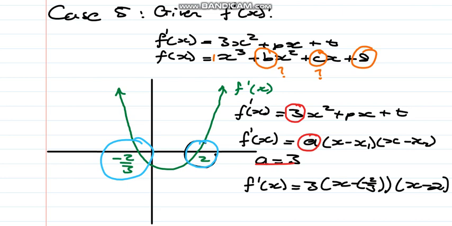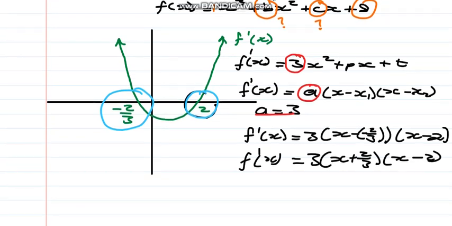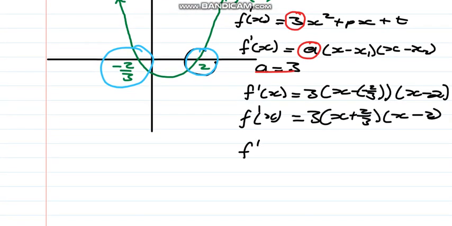Now we have found this equation: 3 times (x plus 2 over 3) times (x minus 2). Look at that very closely and check if you are happy with that. Now, we can simplify this a bit further. You can multiply the 3 into the first bracket. You would have (3x plus 2) times (x minus 2). You can still write it like that.